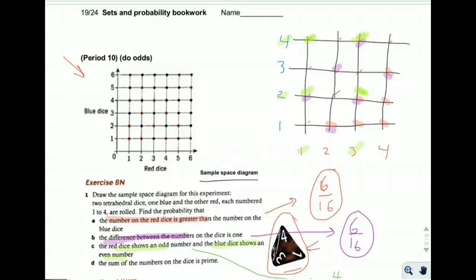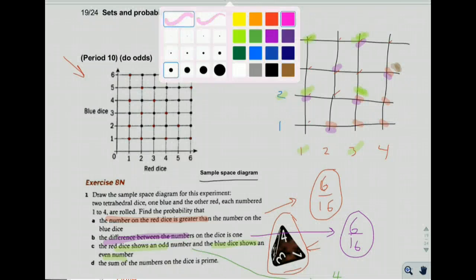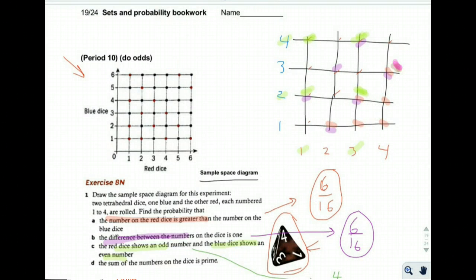So, for example, 4 and 3 would be one combination. That's not a very distinctive color. We'll use pink. Okay, so 4 and 3 is 1. 3 and 4 is 1. Those add up to 7. What about things that add up to 5? 2 and 3? 3 and 2?